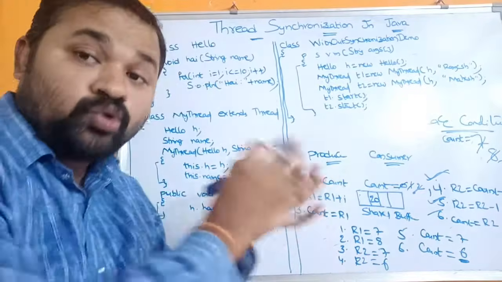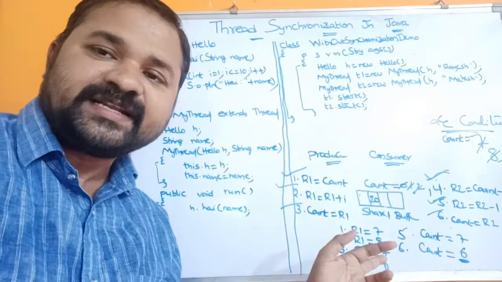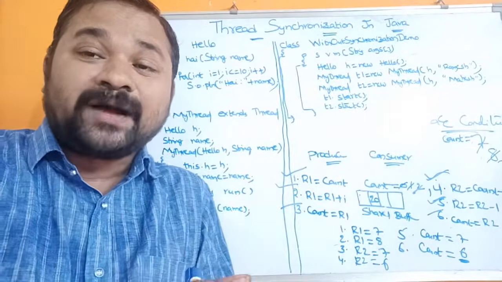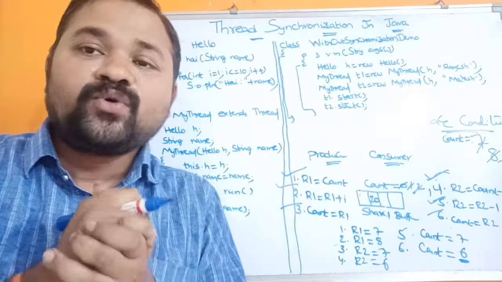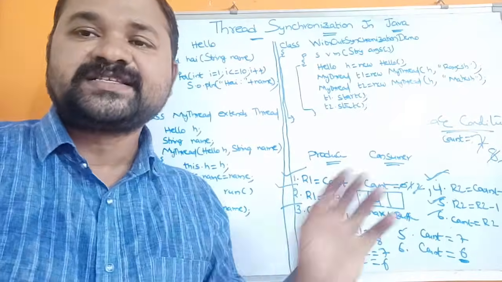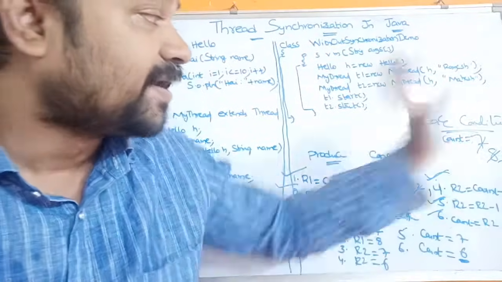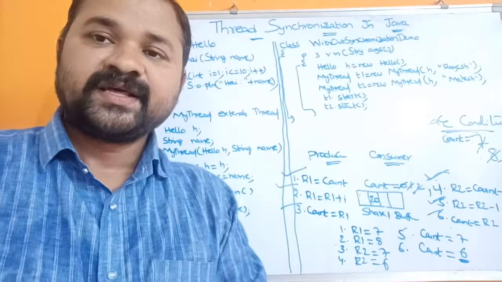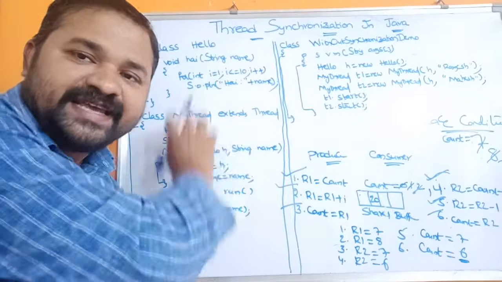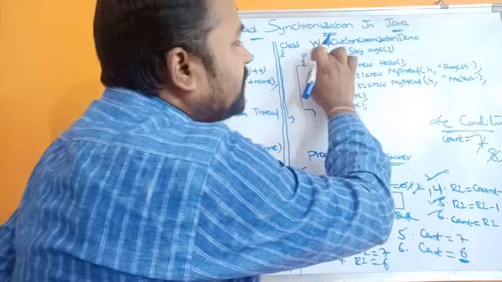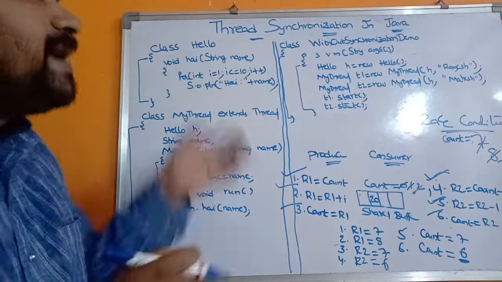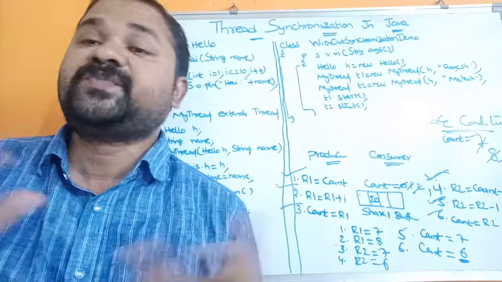So how do we solve this problem? When the producer thread is accessing the shared data, only after it completes its execution should we allow the consumer thread to access the data. Otherwise, a data inconsistency or race condition problem will occur. We can solve this problem with the help of thread synchronization. Now let's see this program. This program is without using synchronization.